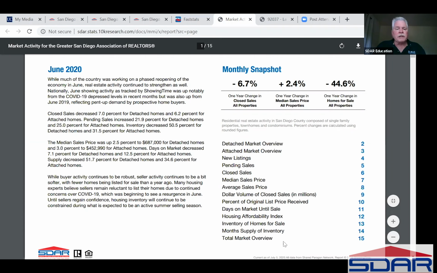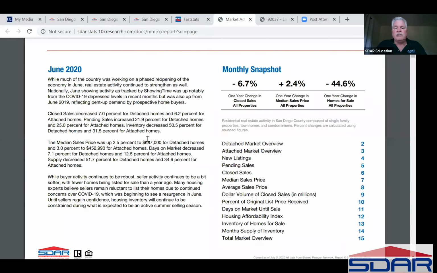Let's take a look. There are some really good explanations over here on the left-hand side for you to read. This is kind of your narrative. Closed sales decreased 7% for detached homes and 6.2% for attached homes. Pending sales increased, and we're starting to see that happen now in June. So we're definitely in recovery mode. Buyer activity continues to be robust. Seller activity continues to be a bit softer. In other words, we're just not seeing as many listings.